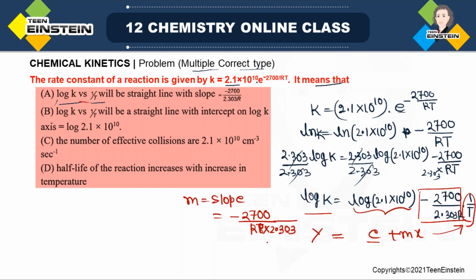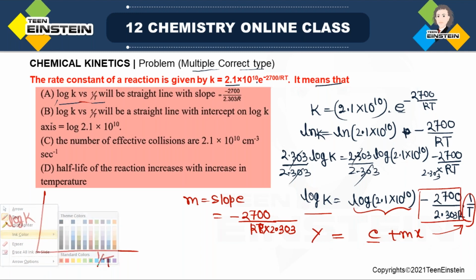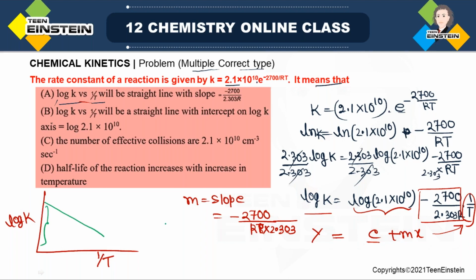When we draw the log k versus 1 by T graph, the nature of the plot will be a negative slope, and it is not going through the origin, there is an intercept. So the curve will be like this. This value is basically c, that is the intercept. The intercept is log(2.1 × 10^10), and the slope is negative. This is the value of the slope.